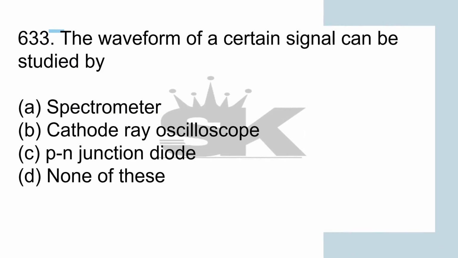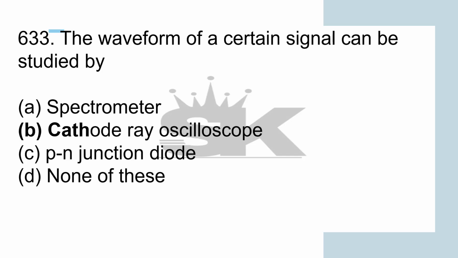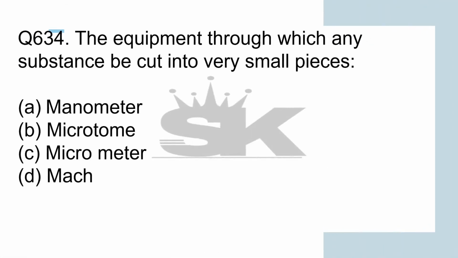The waveform of a certain signal can be studied by, answer is cathode ray oscilloscope, also known as oscilloscope. The equipment through which a substance can be cut into very small pieces, the answer is microtome. It's a tool used to cut extremely thin slices of material.